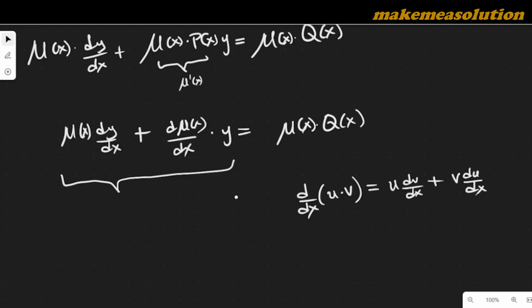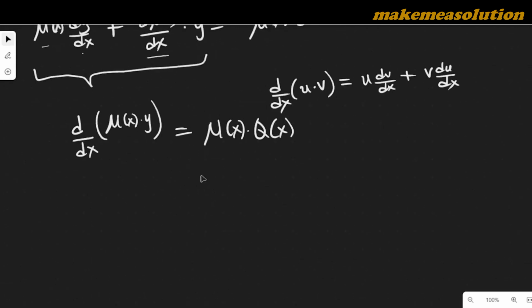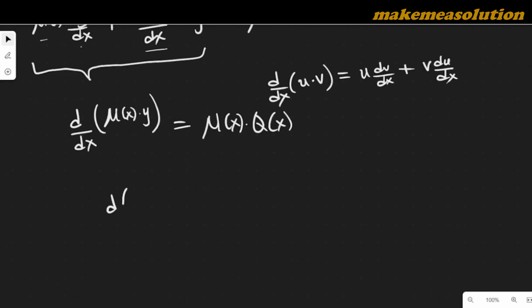So this is exactly the same thing that is happening here. We have mu of x, we differentiate y, then we now have the derivative of mu of x and we hold y. So in other words, this left hand side can be reduced to d by dx of the product of mu of x and y. Okay, while the right hand side still stands as this. So at the end of the day, you can now see d of mu of x times y is equal to mu of x times q of x dx.